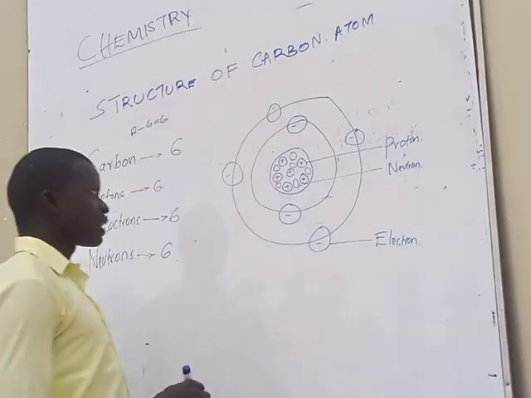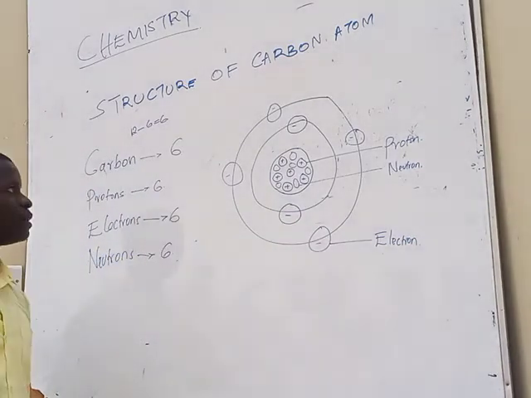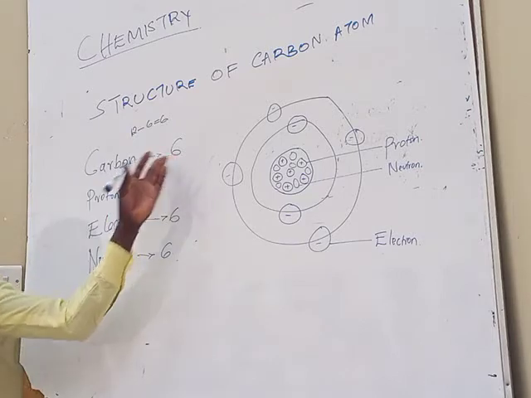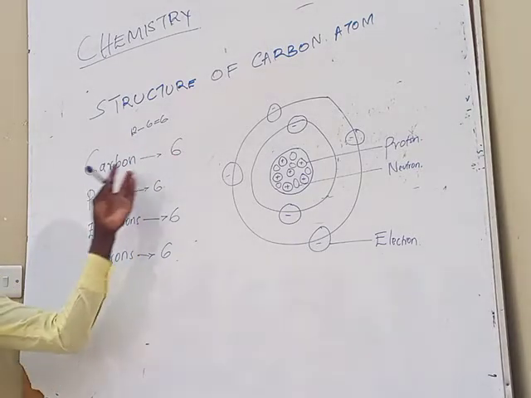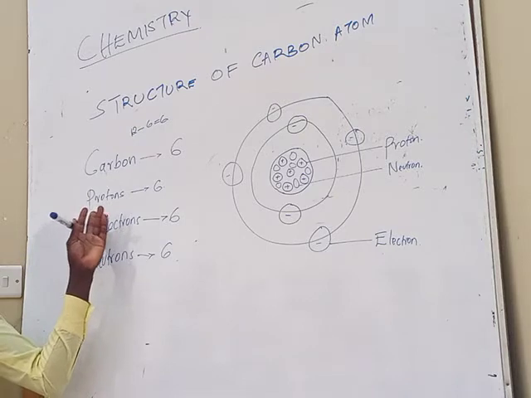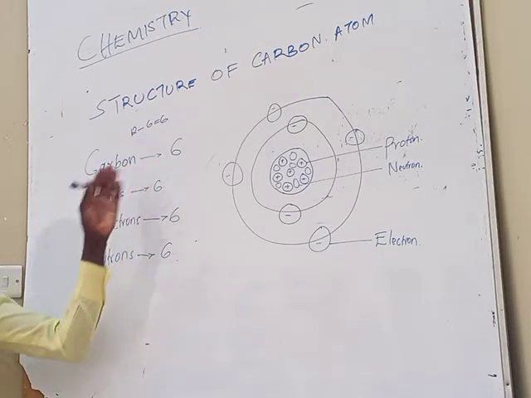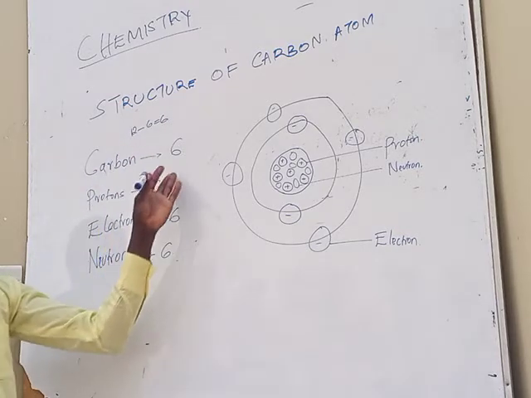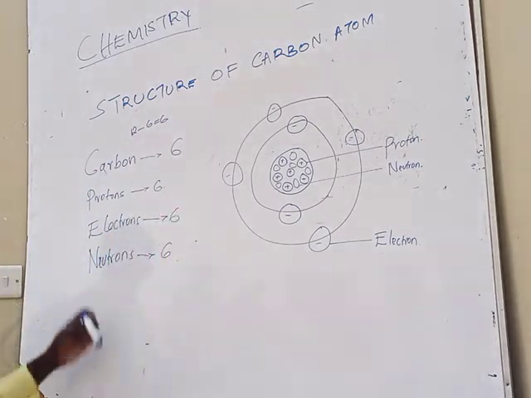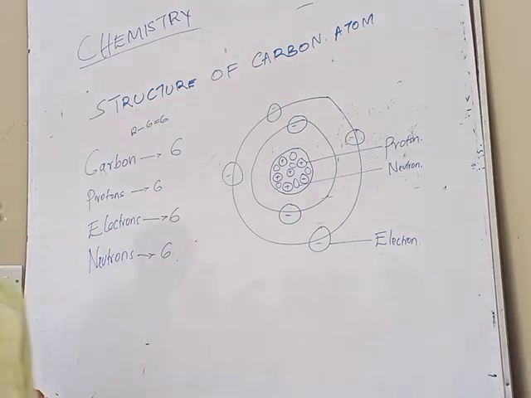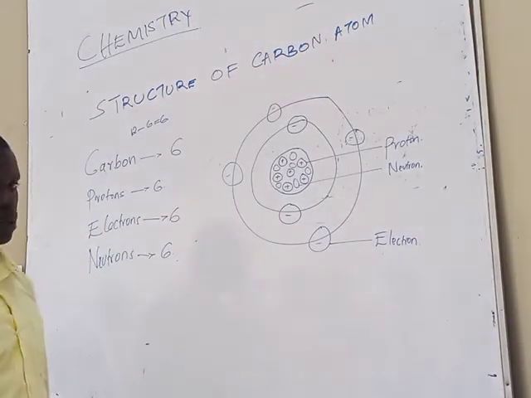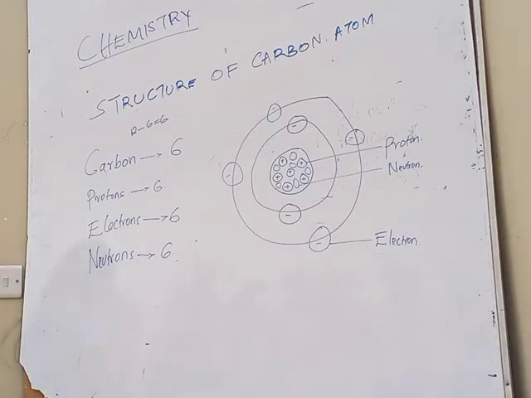So for us to draw the structure of any atom, we have first to know the atomic number. Then that atomic number will help us to know the number of protons and electrons. Then we will know the mass number, which we will later discuss how to calculate, to know how we come about those numbers. So that's the structure of a carbon atom. Remember, the first structure was just a general structure.